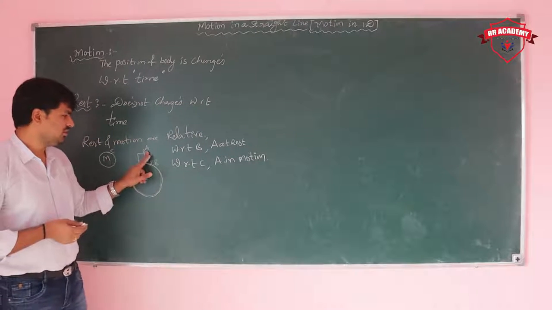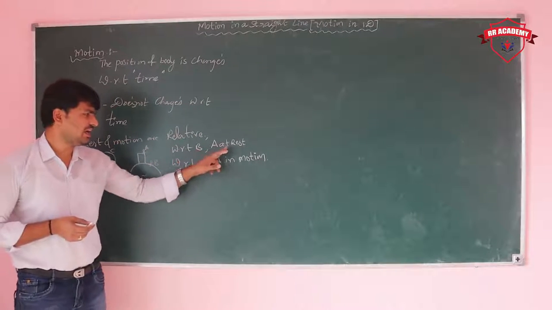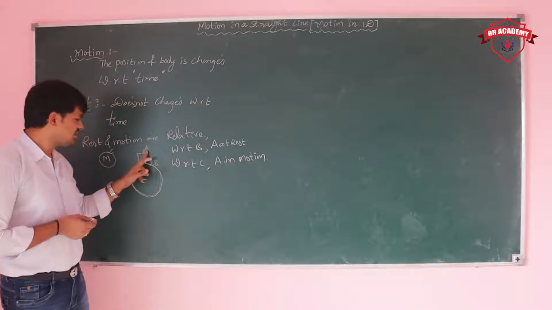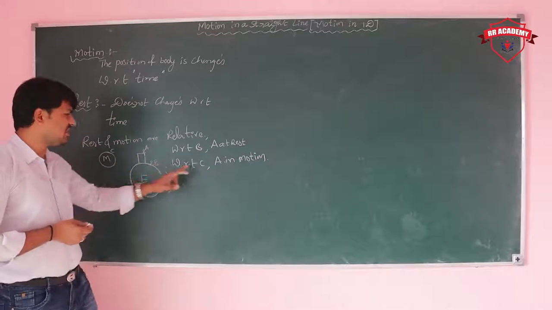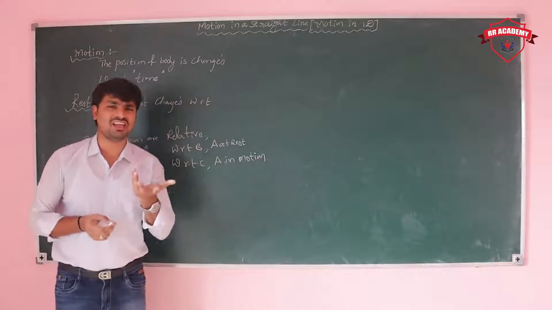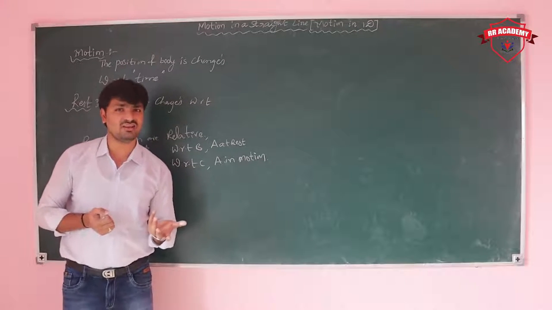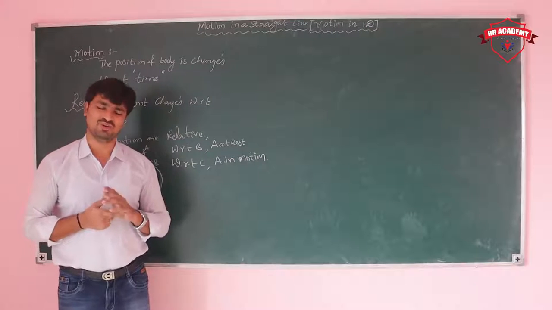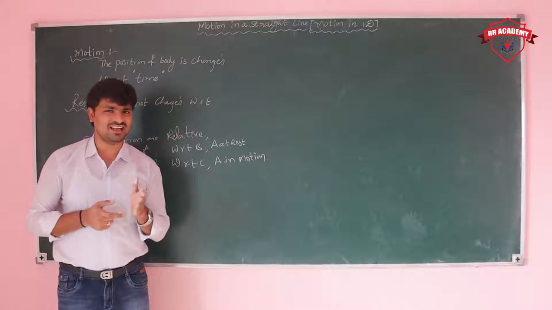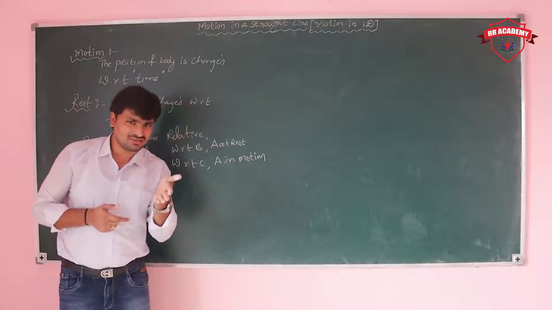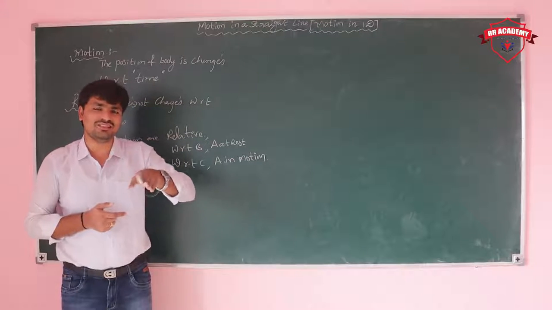See here what has happened. One person is at rest with respect to B. Again, the same person is in motion with respect to C. But which one is right? Both are right. So that's why we can say that motion and rest are relative, meaning the appearance changes.